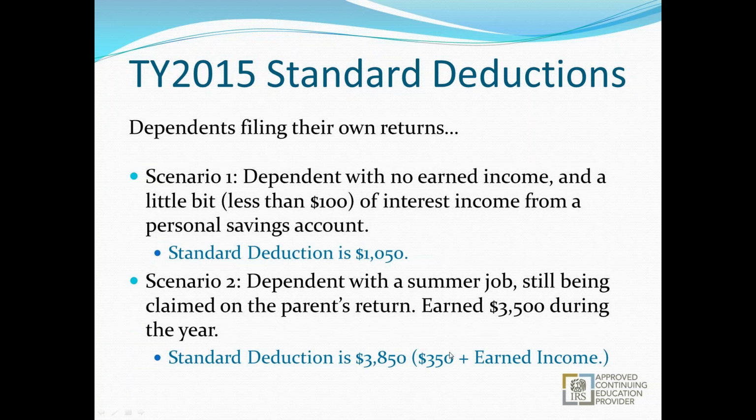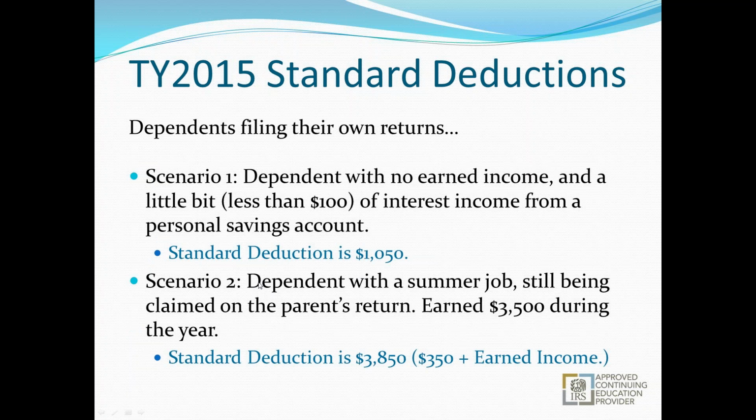To give a couple of scenarios to describe it, scenario number one: no earned income, kid's got a savings account, maybe the parents put money into it in his name for good grades or something, less than $100 of interest during the year. So what you're looking at for him is a standard deduction of $1,050. He doesn't have any earned income, so 0 plus 350 is not the greater of the two numbers, so he gets the flat $1,050.